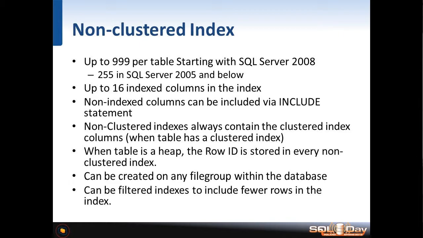Now, when you have a heap, a table that doesn't have a clustered index, the non-clustered index is actually going to store the row ID instead of any sort of clustering key, because there isn't a clustering key at that point. That row ID is going to be 8 bytes wide. So if you've got a table that's got a primary key wider than 8 bytes, that's when it starts to make more sense to have it as a heap over a clustered index.